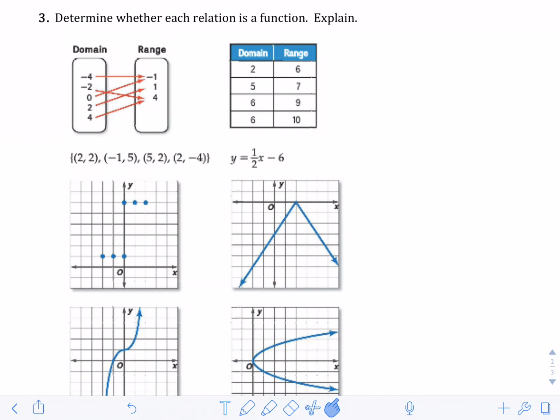Alright, number 3, determine whether each relation is a function. So we're going to start with this first one. In order for it to be a function, your x's cannot repeat. So here's the first one: -4, boom, 2, boom, 0, boom, 2, boom, 4, boom. It does not repeat. Each one of these is attached to a number. So this one would be a function. For the explain, you put x's do not repeat.